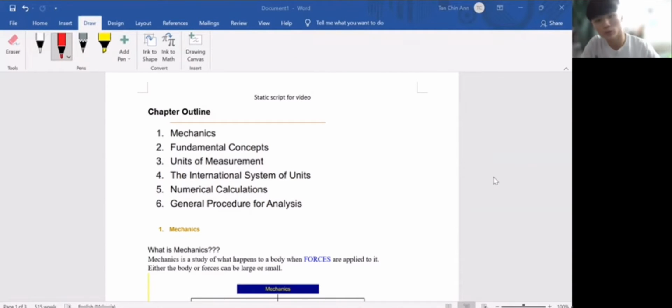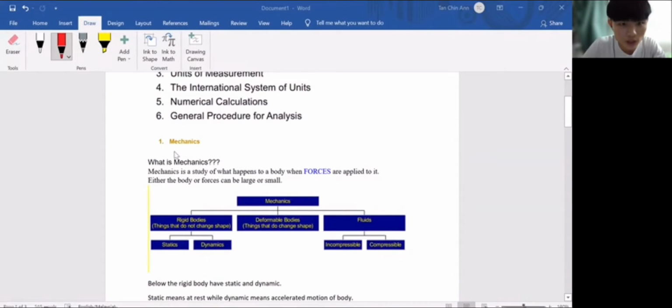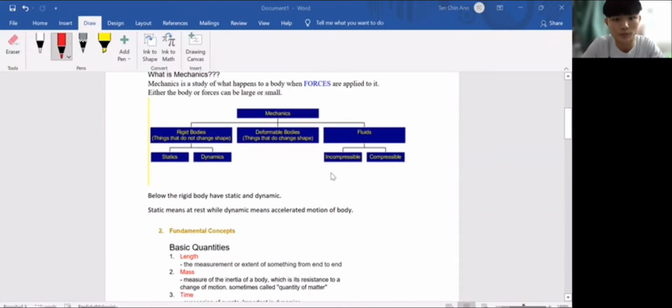And now I'm going to summarize Chapter 1. In Chapter 1, we have the chapter outline. The first chapter outline is mechanics. Mechanics is the study of what happens to a body when forces are applied to it.